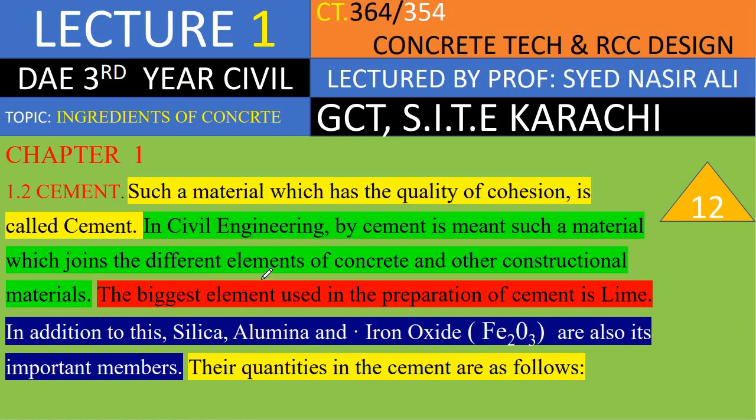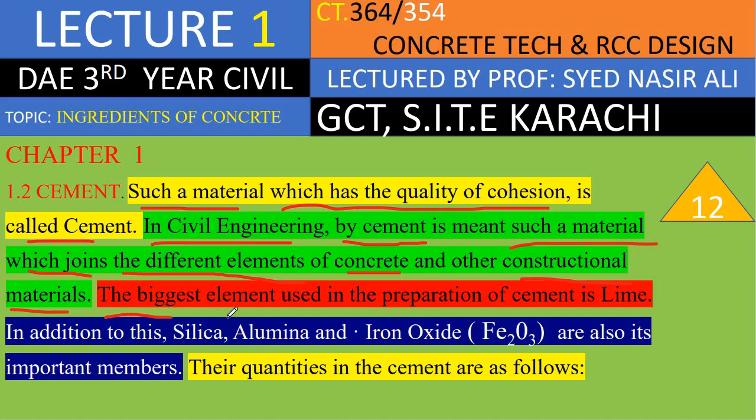Before starting the cement, we should know the definition of the cement. The cement is a binding material. Cement is such a material which has the quality of cohesion. In civil engineering, by cement is meant such a material which joins the different elements of concrete and other constructional materials. In materials, we join the aggregates, we join the different types of tiles, flooring materials, and many things we will talk about later.